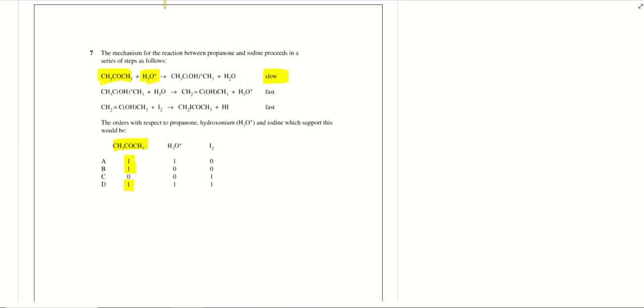My hydroxonium ion is also in there. There's only one of them, so that means I can either go A or D, so I have ruled out B. And finally, there is no iodine in the slow step, so iodine must be 0 order, so I can rule out that. So my answer has to be A.